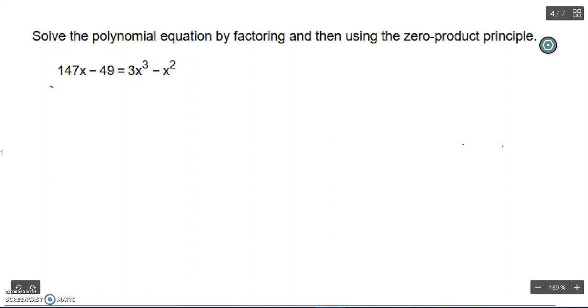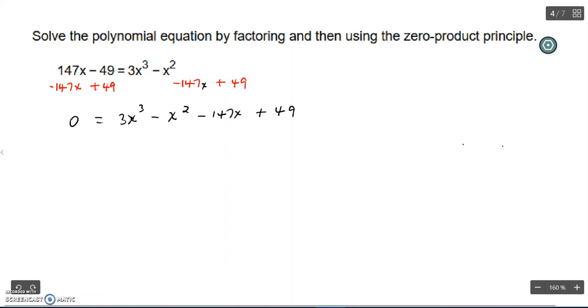All right, so we do minus 147x on both sides. And while we're at it, let's do plus 49 to both sides. Right, and that will turn into this: 0 is equal to 3x cubed minus x squared minus 147x plus 49. I left my x off there.